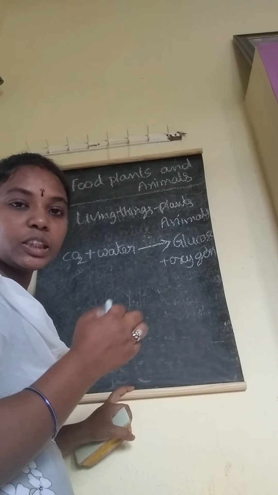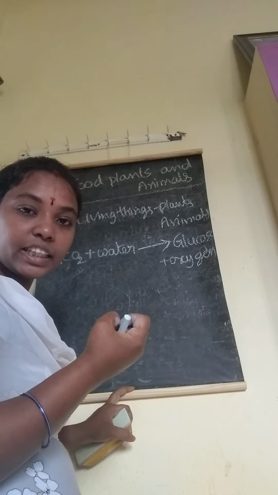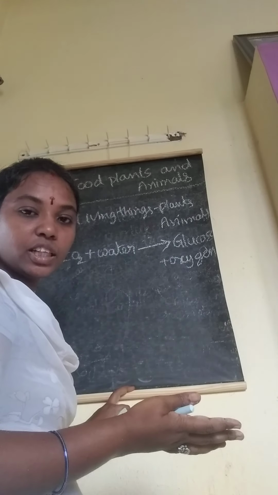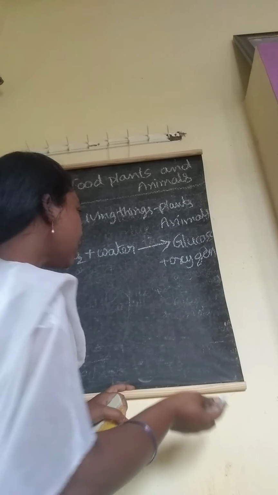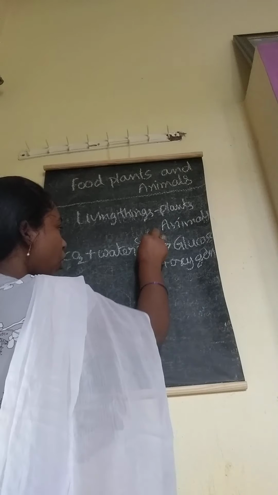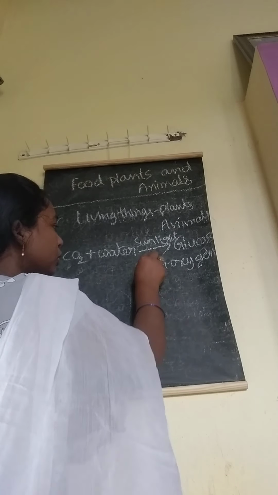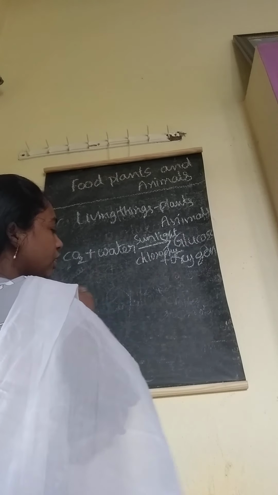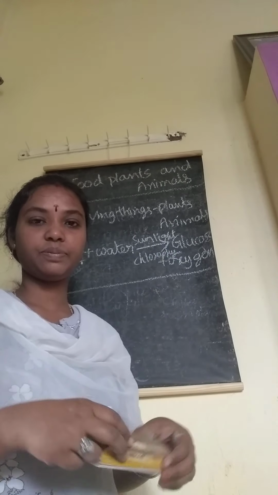During photosynthesis, plants receive carbon dioxide from the air and they release oxygen to human beings. It is essential to human beings. In the presence of sunlight and using chlorophyll. This is the formula for photosynthesis.